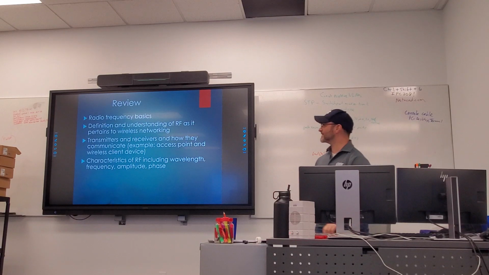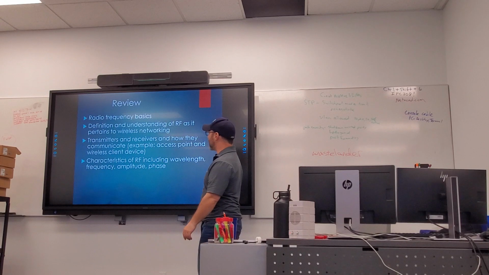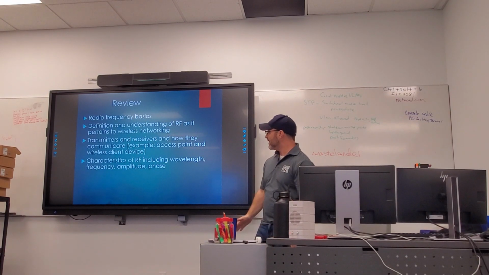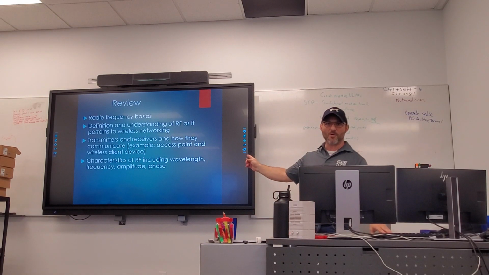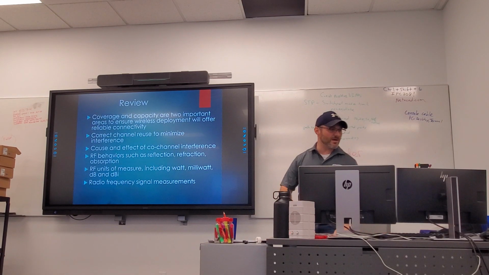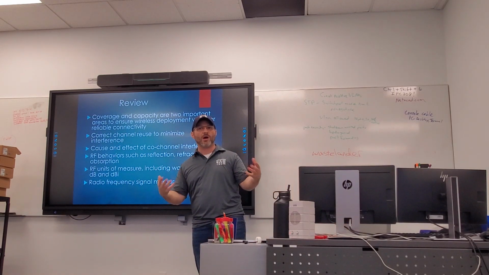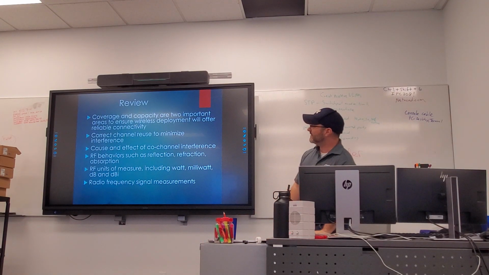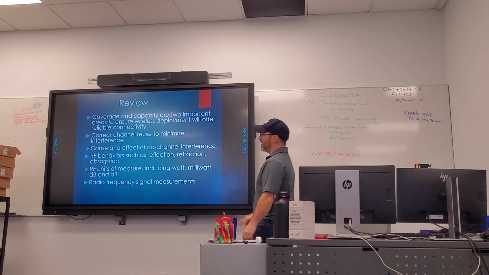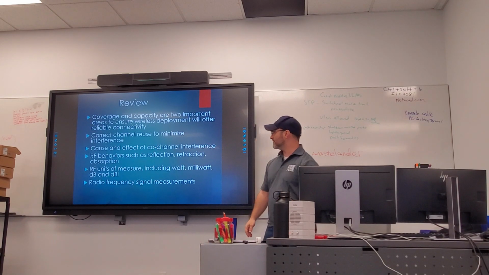All right, so in review, this is what we covered. Radio frequency basics, the definition and understanding of RF, transmitters and receivers, how they communicate, characteristics of RF, including wavelength, frequency, amplitude, phase. Anybody have any questions over those? No? All right, and then coverage and capacity, two of the biggest factors when trying to build out your wireless network. Two important areas ensure wireless deployment will offer reliable connectivity, correct channel reuse to minimize interference, cause and effect of co-channel interference, RF behaviors such as reflection, refraction, absorption.